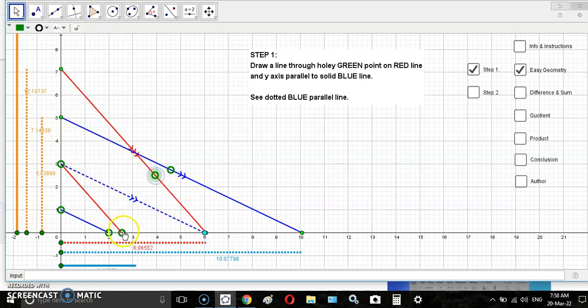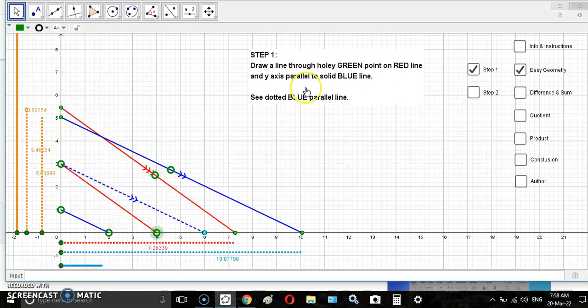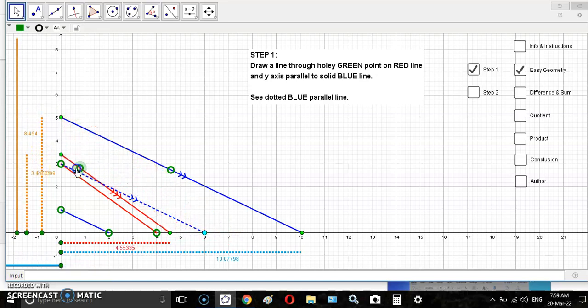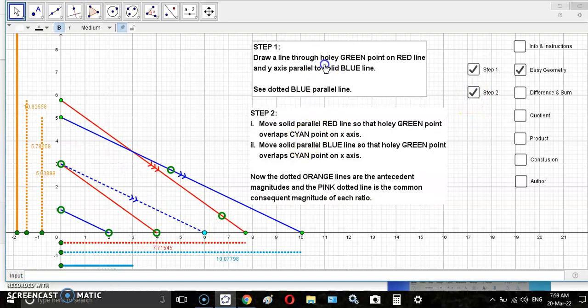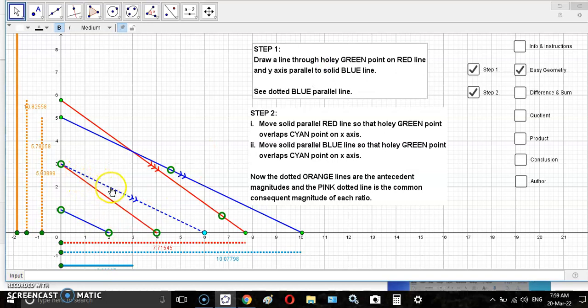Move that away. Okay, so if we've got 3/4 like that, Easy Geometry tells you to draw a line through the holy green point on the red line and the y-axis that is parallel to the solid blue line. It's the same thing as just basically putting that green point over the blue point. Okay, so you don't have to do that because that's actually done in step 2. So step 1, you don't really do anything. Step 1 draws this dotted blue line through this green point on the y-axis.